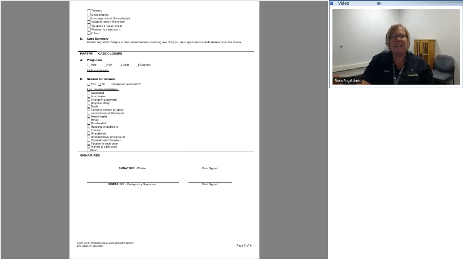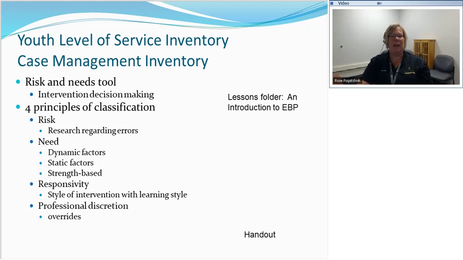But again, this is an absolutely awesome tool that we use to really have evidence-based practices and using data and risk and needs assessment, which is something that we're going to talk about, again, all term, to make our decisions on.